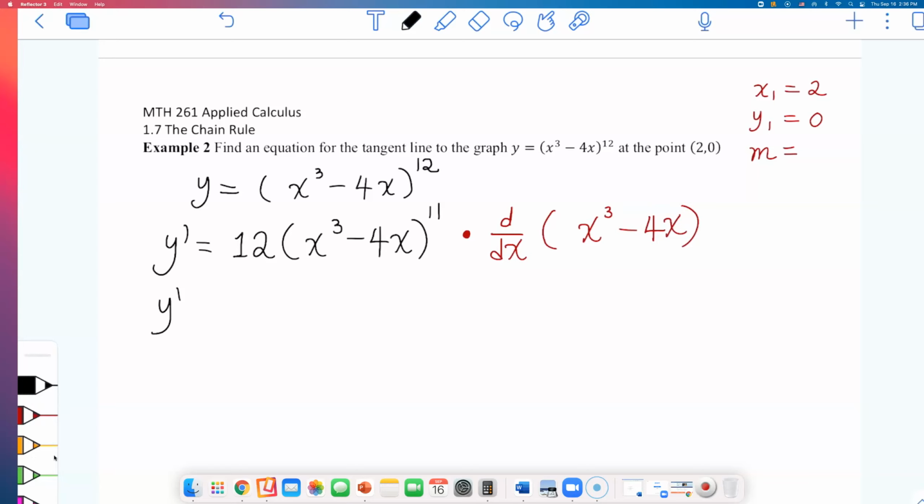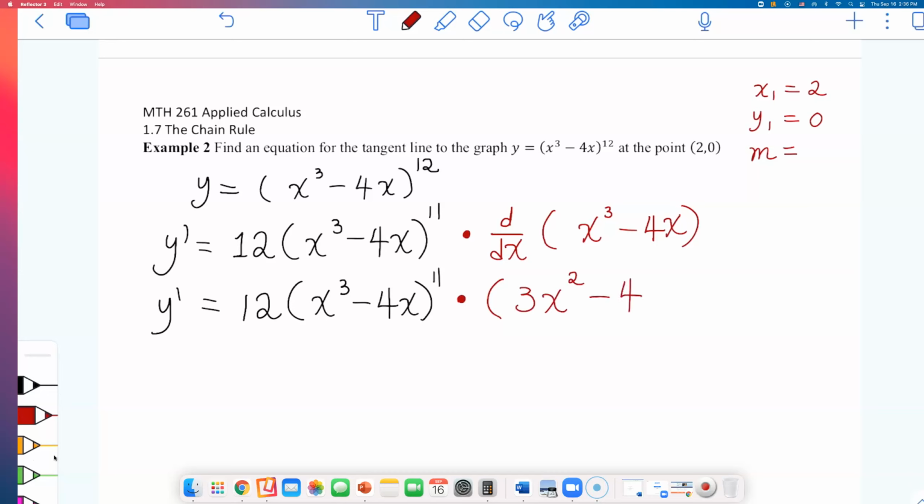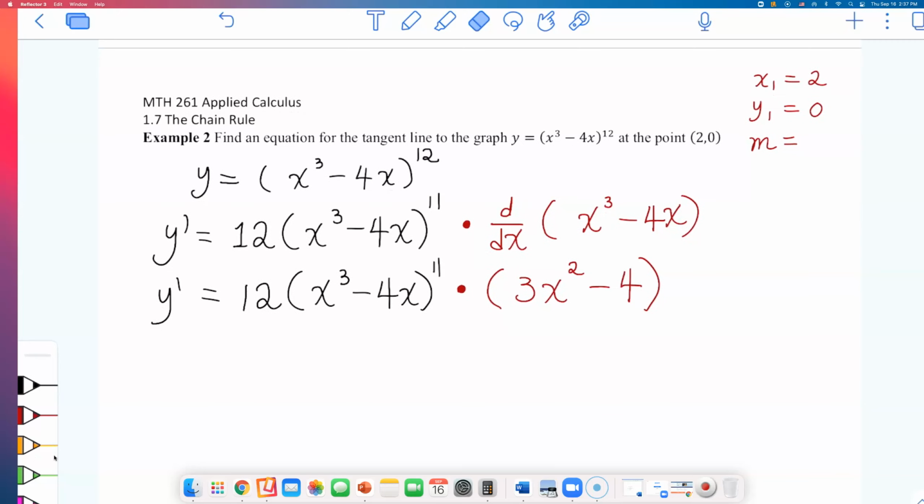First part was 12 times x cubed minus 4x raised to the 11th power. But now taking the derivative of x cubed minus 4x, that will give us 3x to the second power minus 4. Let's put this together. y prime is, there's nothing to put together. That is what it is. Sometimes when we have negative exponents, we do something else, but that is the y prime.